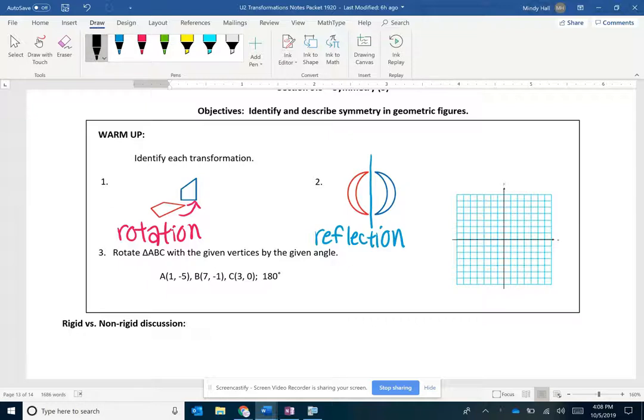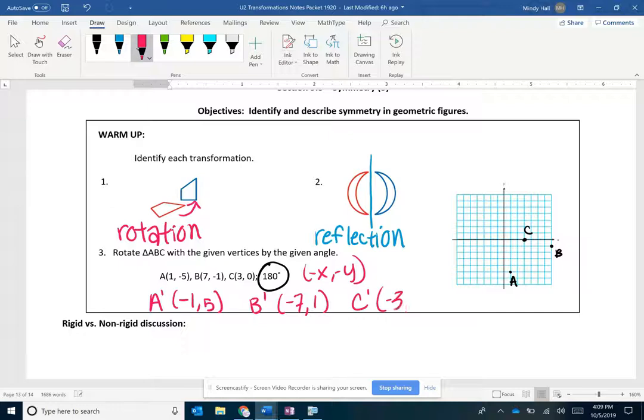And then for number 3, we need to rotate triangle ABC by the given angle, which is 180 degrees. So I'm going to start just by plotting ABC. That is at 1, -5, 1, 2, 3, 4, 5, and then 7, -1, and 3, 0. So then because it's 180 degrees, I am going to be making it a -x, -y. So my A prime would be at -1, 5. B prime would be at -7, 1. And C prime would be at -3, 0.